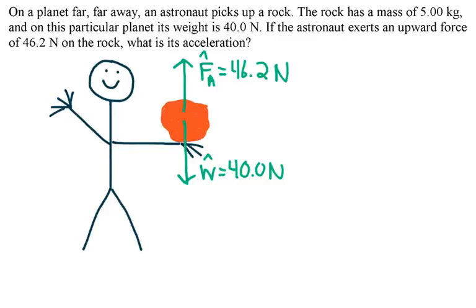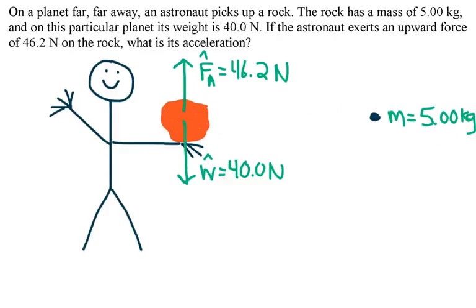Now step number 2 says isolate the object of interest. What that means is in this problem we're interested in the acceleration of the rock. So we want to isolate the rock by replacing the object with a point particle of the same mass. Instead of having this big red blob, which is the rock, I'm just going to represent this rock by a single point. Off to the right, I'm just going to draw a single point, and that point should have the same mass as the rock, so its mass is equal to 5.00 kilograms.